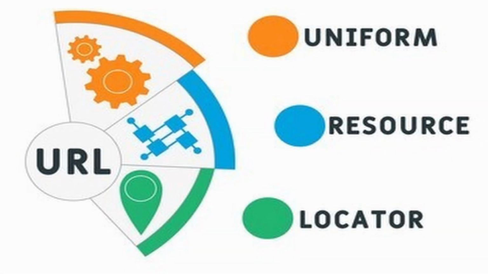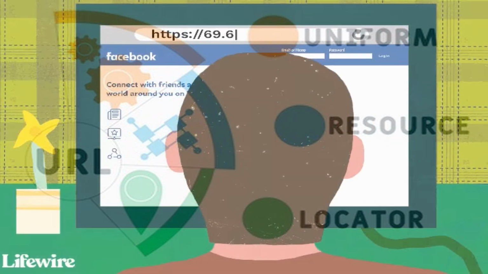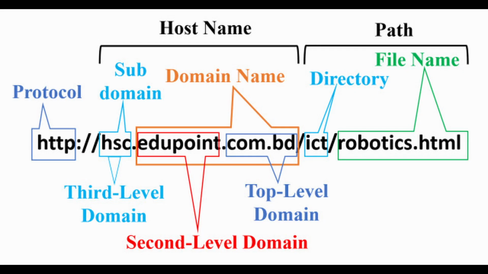Each website has a uniform resource locator. In short, we call it URL. So you don't have to type these numbers to go to Facebook. To know more about the URL, it consists of three main parts: the protocol, the host, and the path.